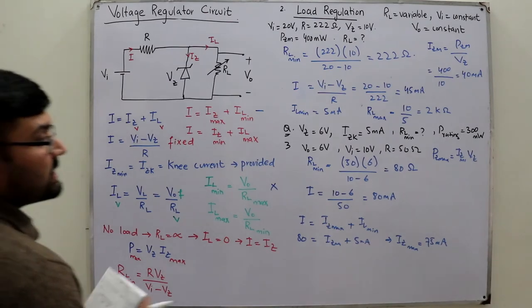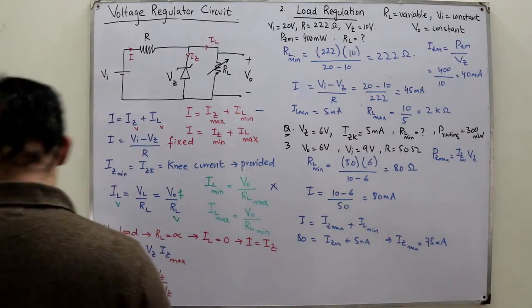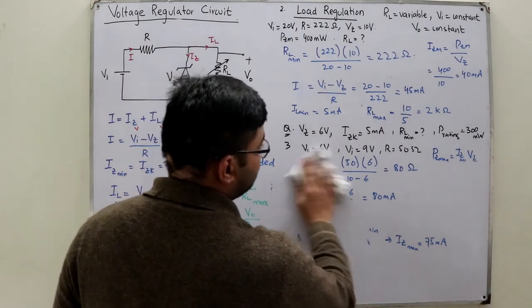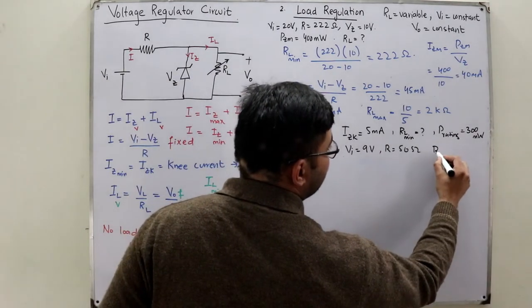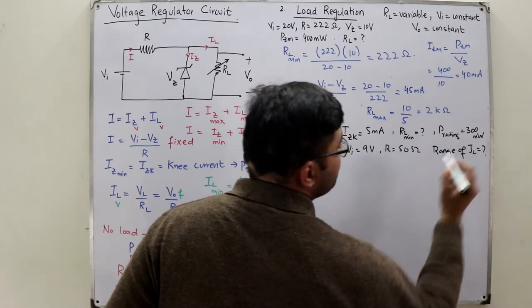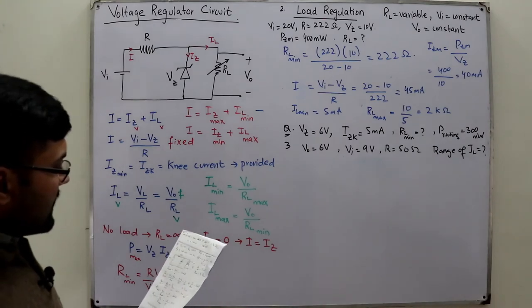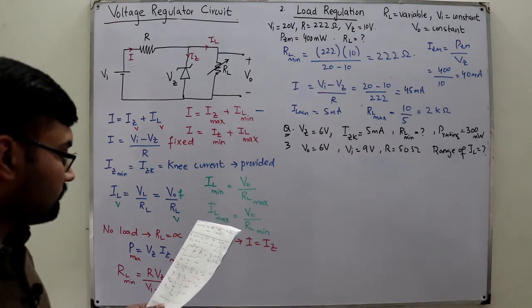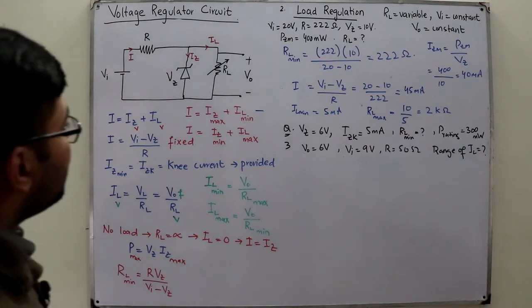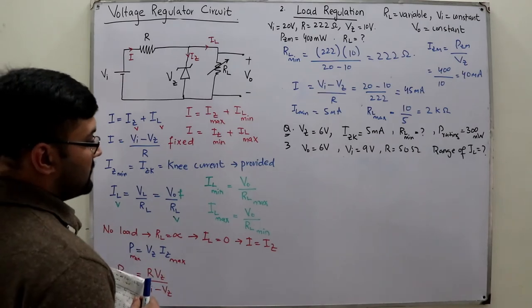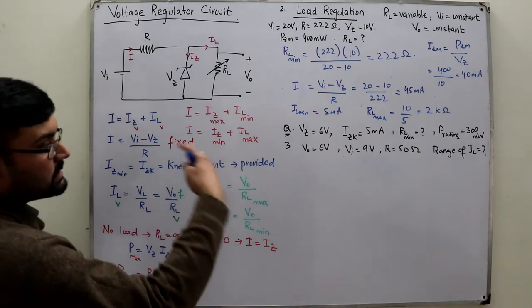The rest of the things remain the same, and the input voltage now has become 9 volts. The output is still 6 volts. What are we finding out in this case? We are finding out again the range of IL, which means the minimum and maximum values of IL we are interested in. You can use either of these two formulas to find out the range. Because the resistance is unknown, of course you can find the minimum resistance as well from here, and then follow the same procedure as we did.